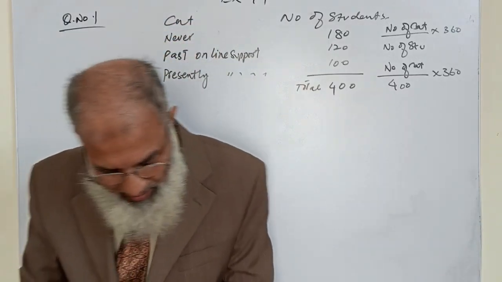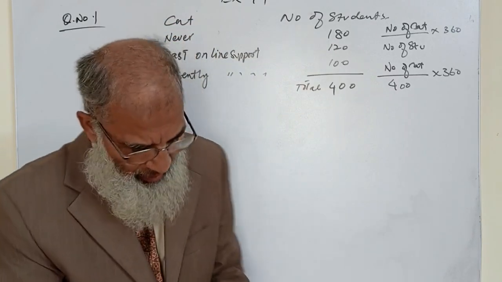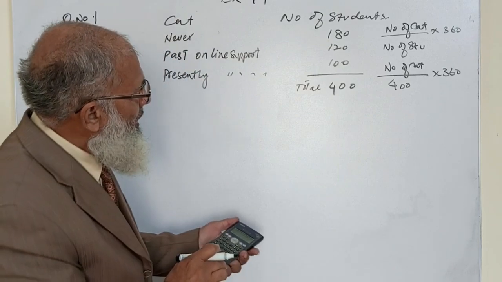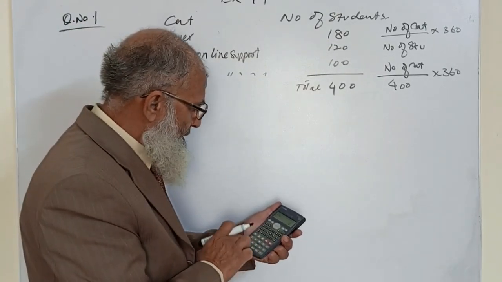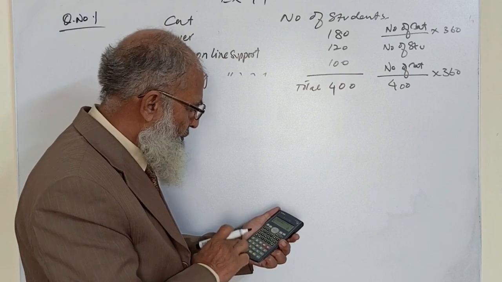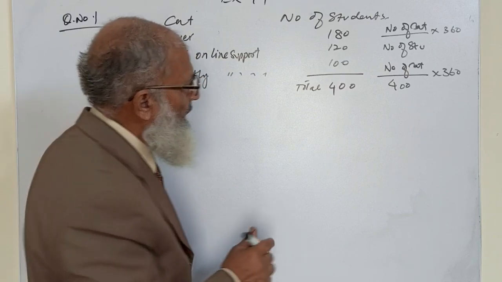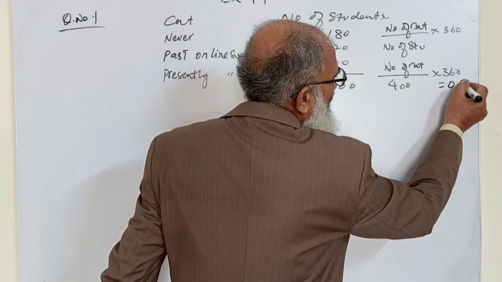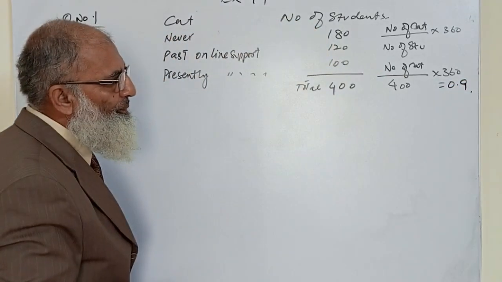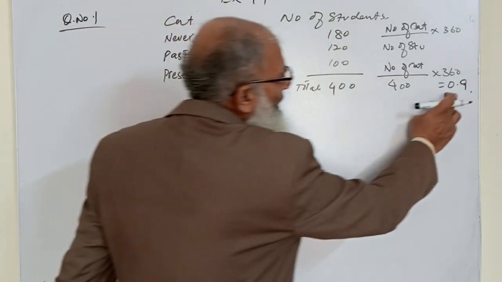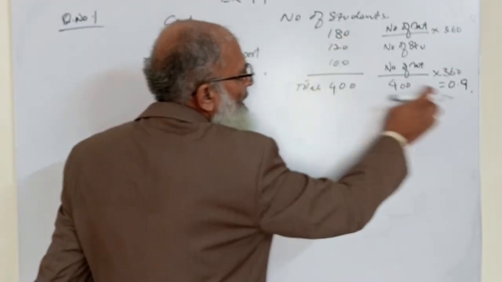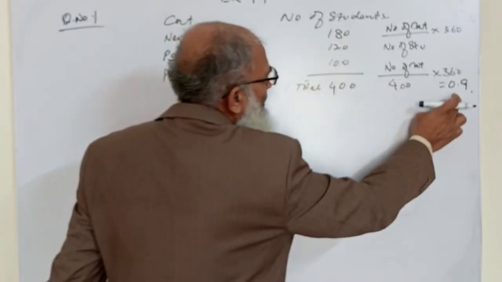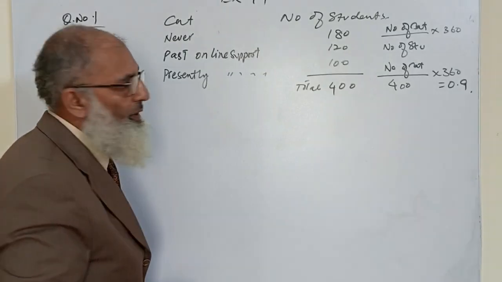So what will be this? 360 divided by 400. Now it will become 0.9. Okay. Now I will multiply this 0.9 with 180, 0.9 with 120, 0.9 with 100.